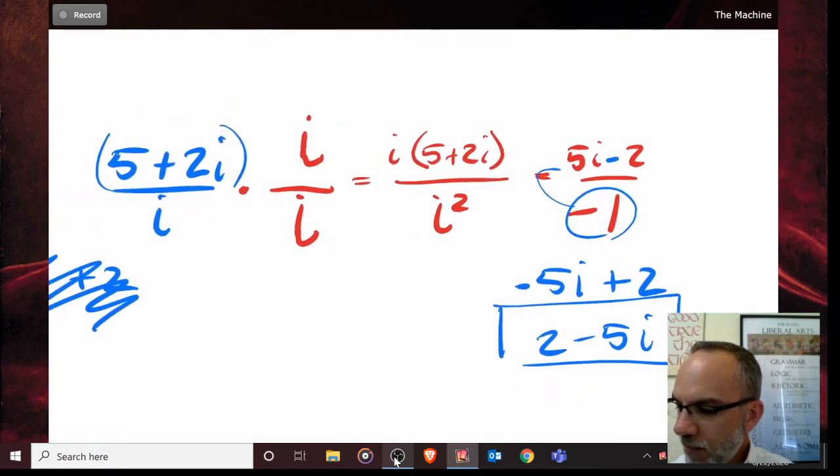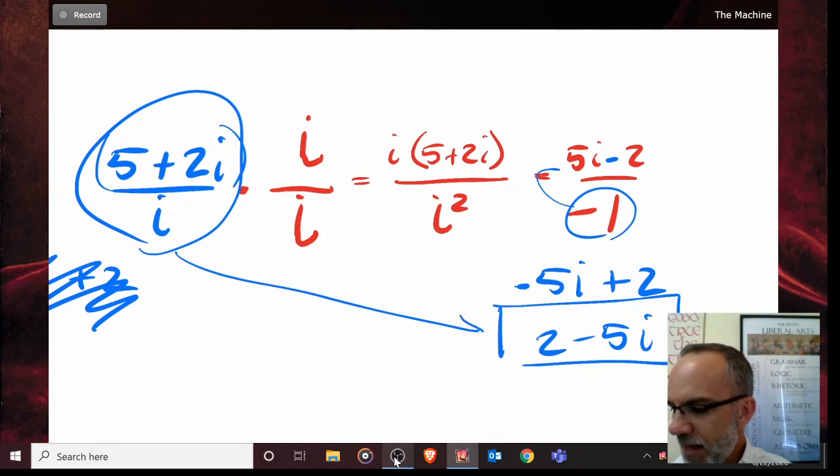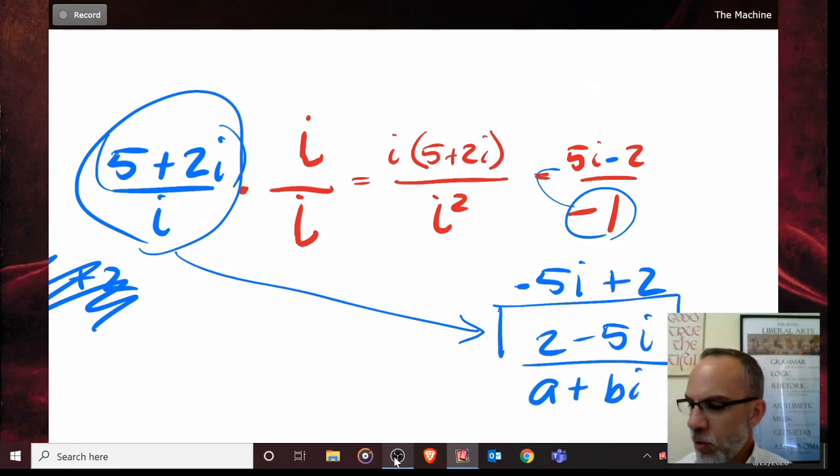Did you lose track of what we were doing? This is the same thing as that. Same equivalent value. It just doesn't have a denominator with an i in it. And it's written in a plus bi form. a is 2 and b is negative 5. Okay, that's a simple one.